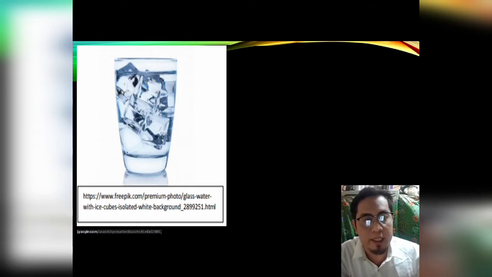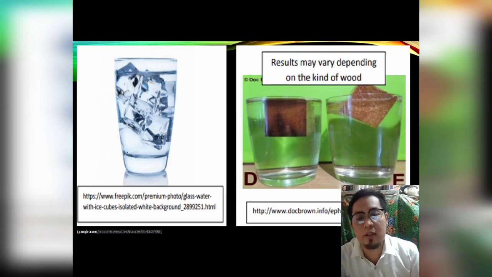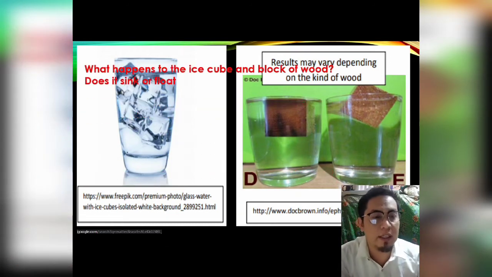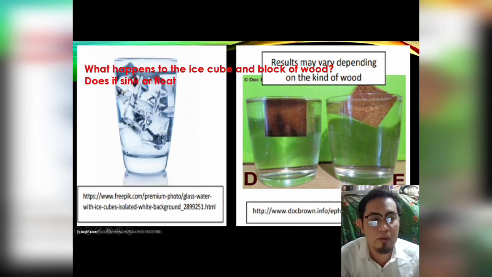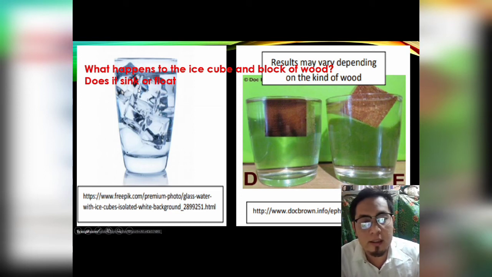The first setup is a water, then we put ice on it. Then another setup, also a water with wood. We put them also. Now, the question here is, what happened to the ice cube and the block of wood? Does it sink or float? If we're going to look at the picture, the answer will tell us that our ice and our block of wood floats.